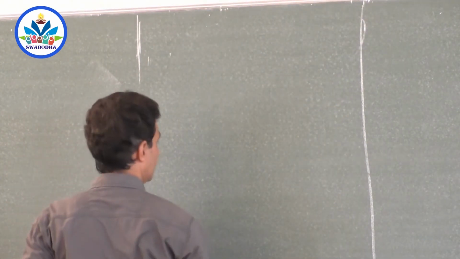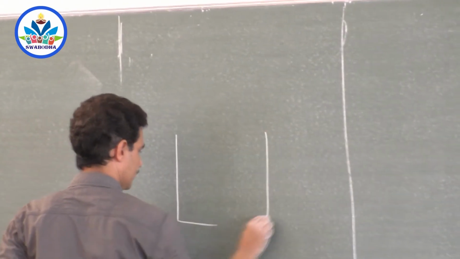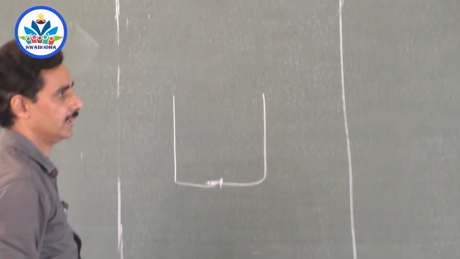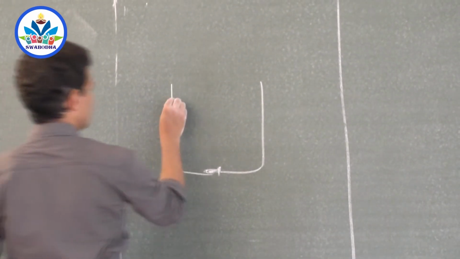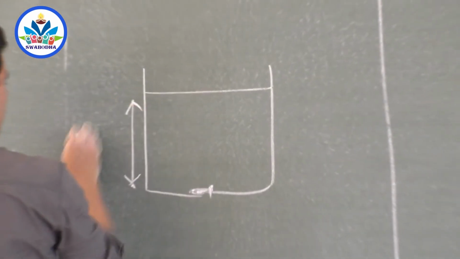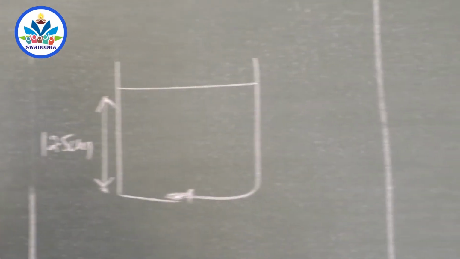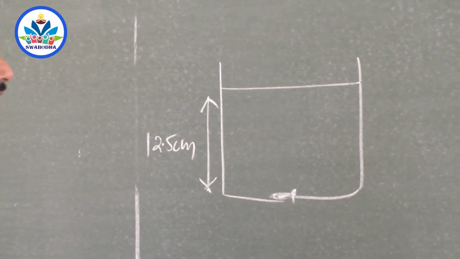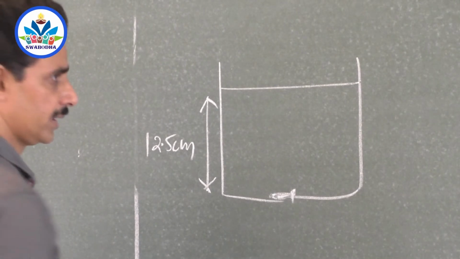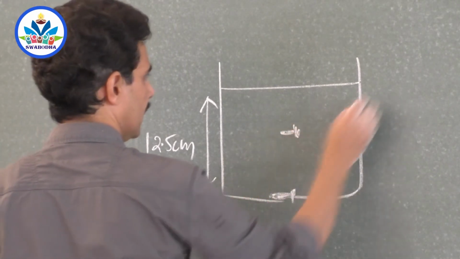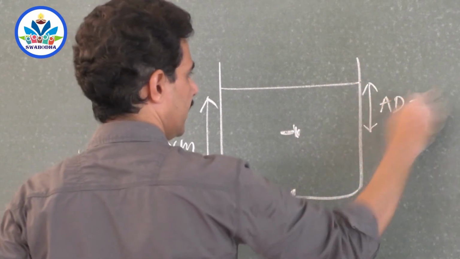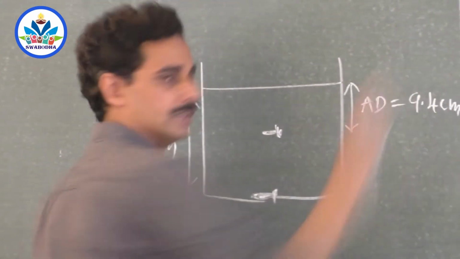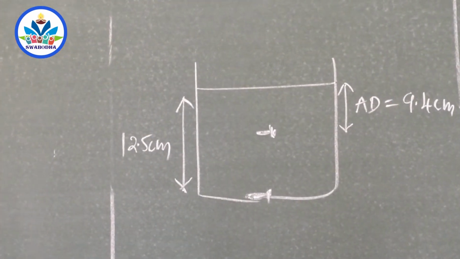There is a tank and inside the tank there is a pin like this. So there is a pin. Now they say that a tank is filled with water up to a height of 12.5 centimeter. This is 12.5. The apparent depth of the needle lying at the bottom of the tank as measured by the microscope is, this pin appears to be here. Apparent depth as measured by a microscope is found to be 9.4 centimeters. This is 9.4. Okay? Apparent depth.